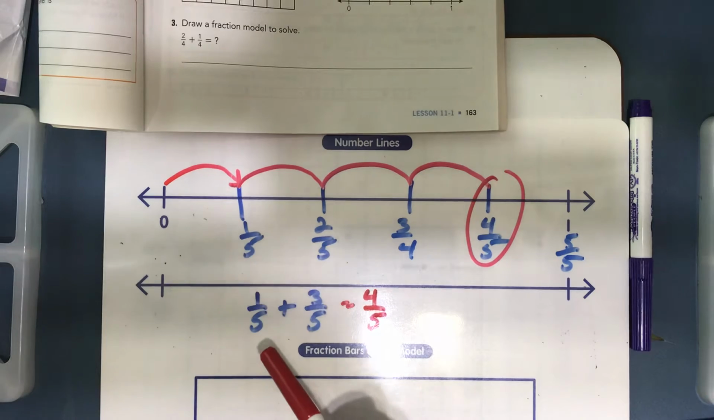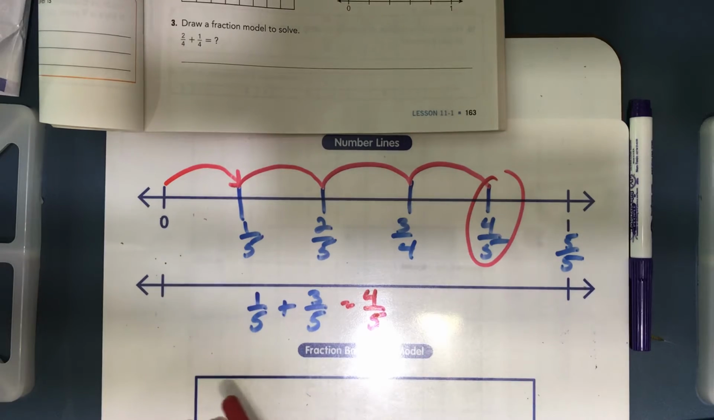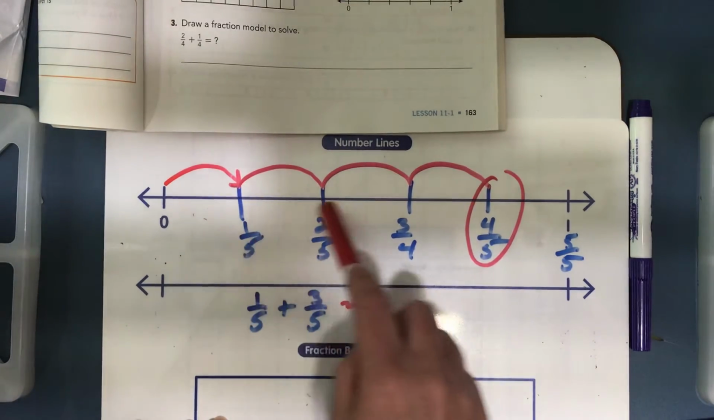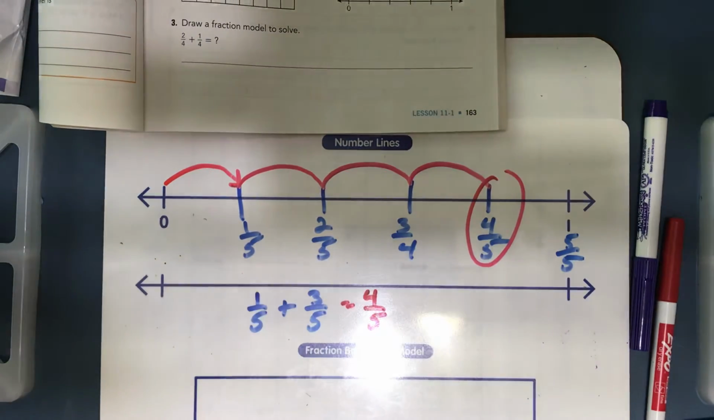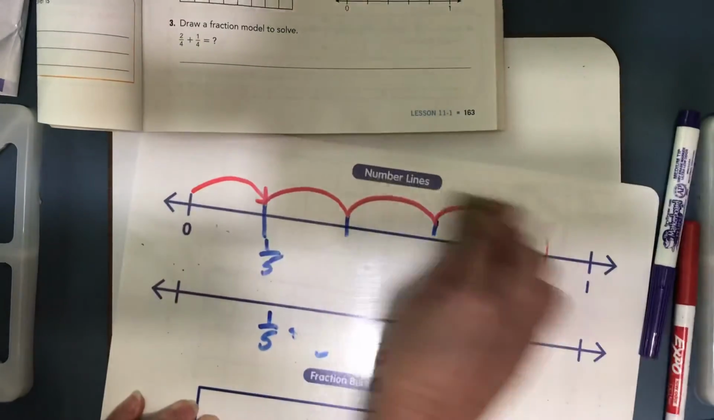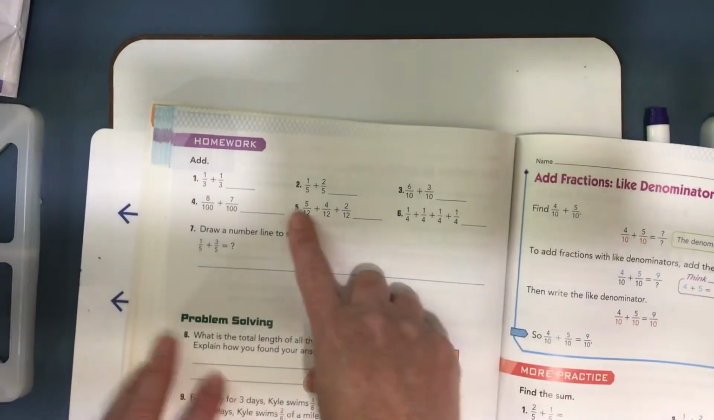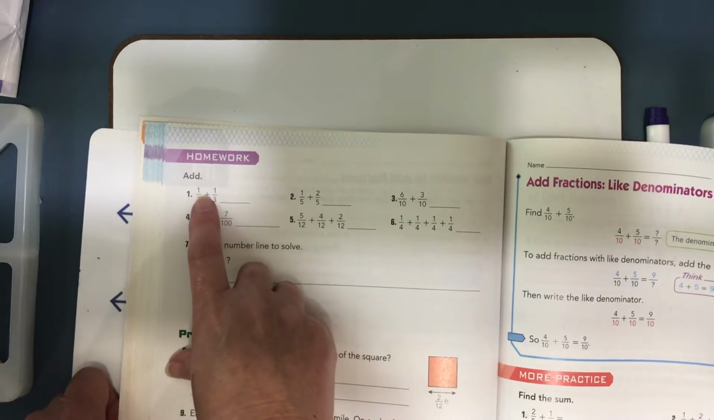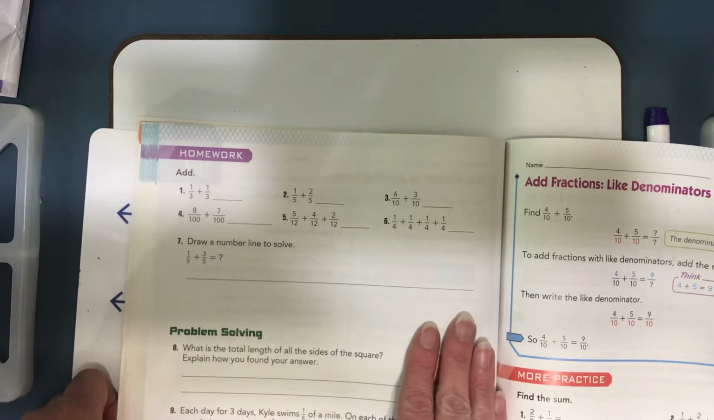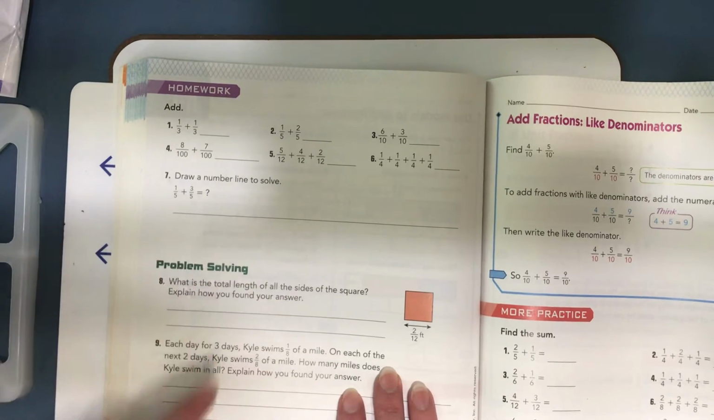Now notice all these fractions that we have been adding have the same denominator. Notice that we are only adding the numerators because the denominator does not change. I'm still on fifths here. When I use my model, I still have the same sections. So 1/5 plus 3/5 equals 4/5. Now let's look on the next page. On 1 through 6, you just have to add. You can draw a model if you want to, or just add your numerators and keep your denominator the same. Number 7 asks you to draw a number line, so just like we just did on the other page.